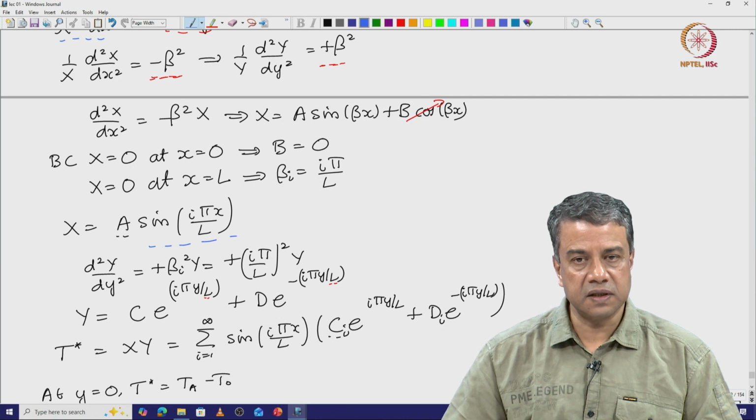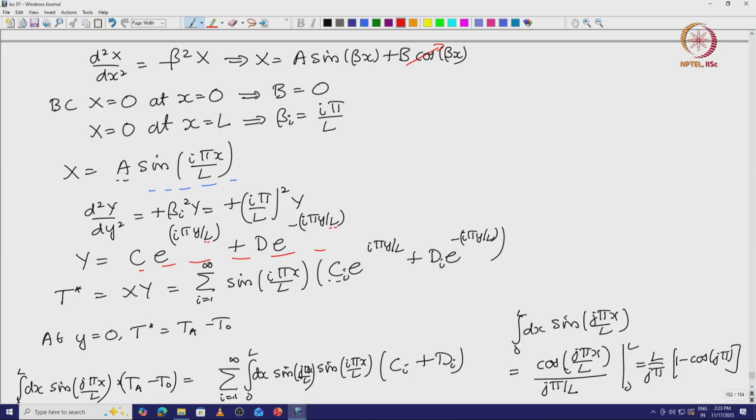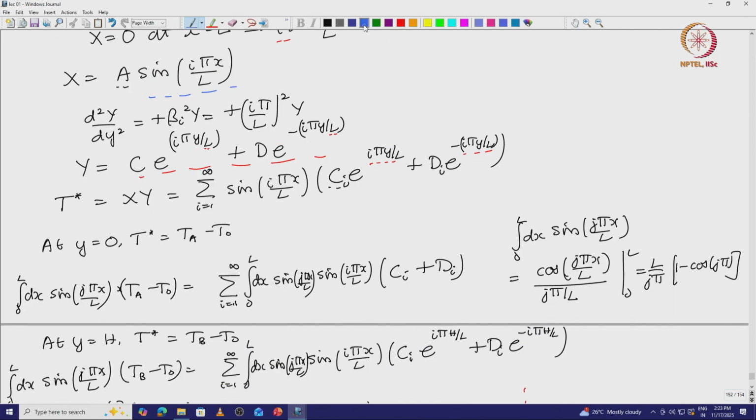So, the sinusoidal function in the x direction, and you have exponential functions in the y direction. Note that the eigenvalues in this case are also i pi y by L, not i pi y by h, because this beta has to be the same for both the x and y directions. So, this solution satisfies the equation because we used separation of variables, and it satisfies the boundary conditions at x equal to 0 and x equal to L. The coefficients, integration constants Ci and di, have to be calculated from the y boundary conditions.